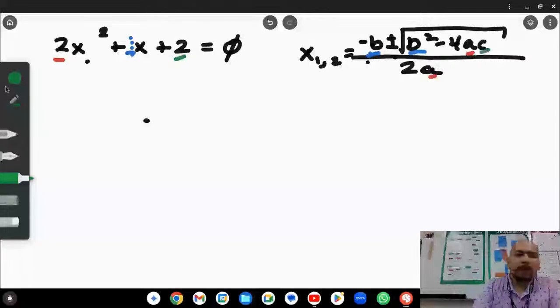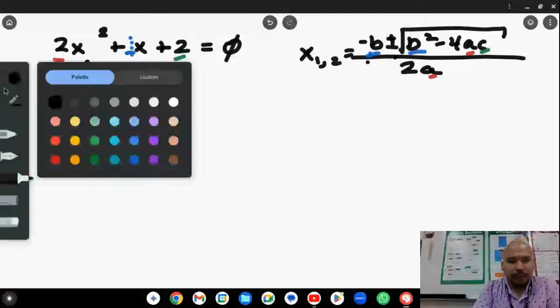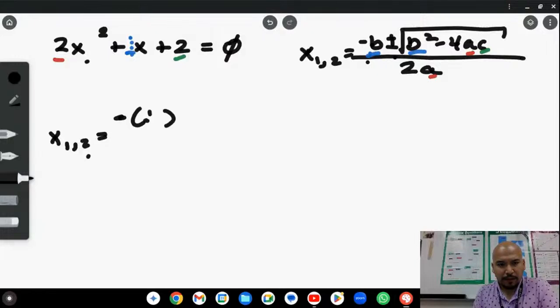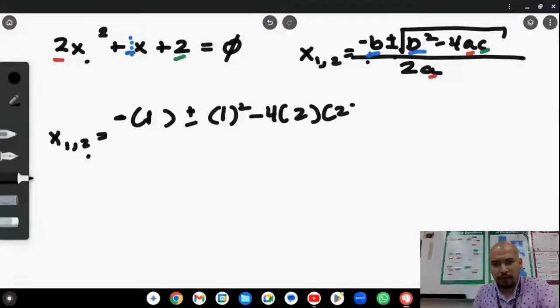All right, so what's going to happen? I'm going to open another parentheses. I'm going to do this one a little quick. So x of 1 and 2 is equal to, open parentheses, oops, I forgot the negative. Open parentheses, that's going to be a 1, plus and minus the square root of 1 squared minus 4 times 2 times 2.